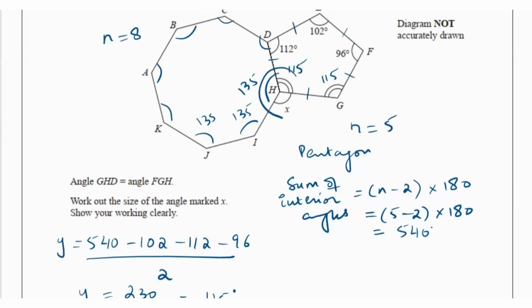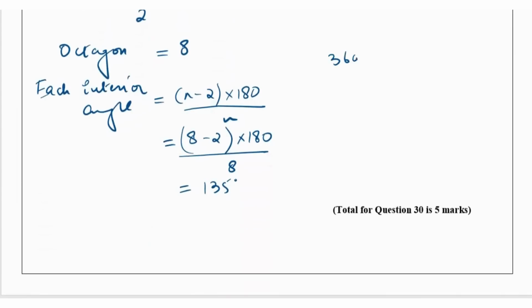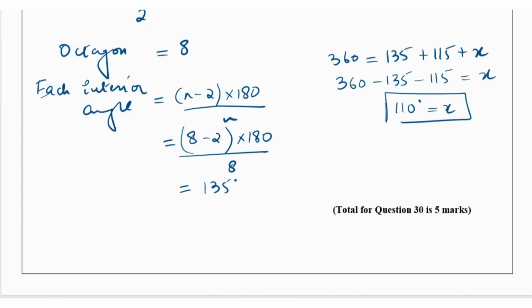So this is a complete circle. So we know angles around a point add up to 360. So 360 equals 135 plus 115 plus x. So x is going to be the difference of 360, 135, and 115, which gives us 110 degrees as the value of x, and that is your final answer.